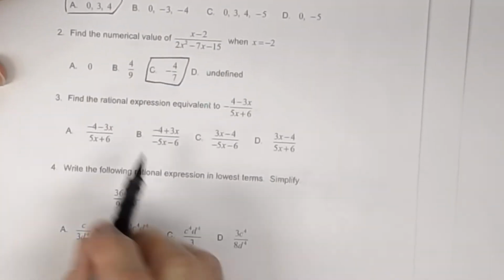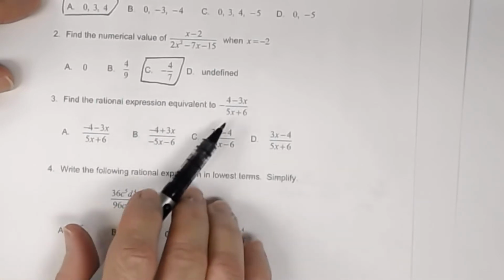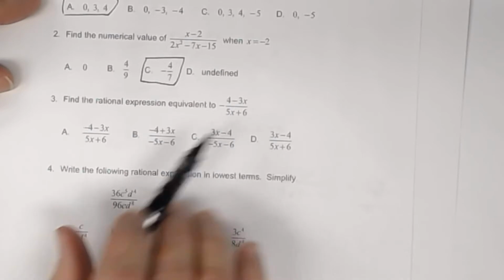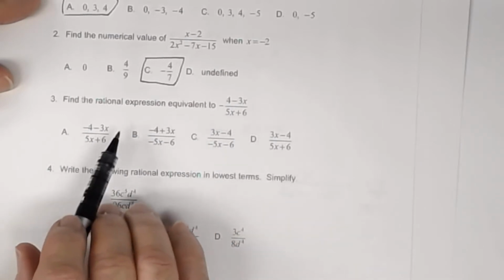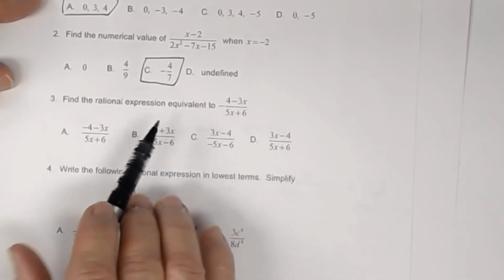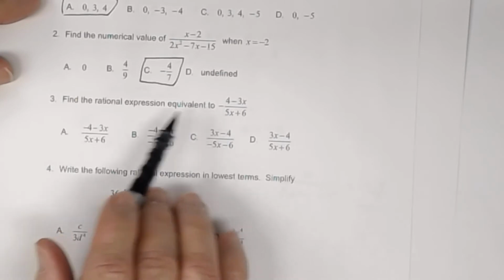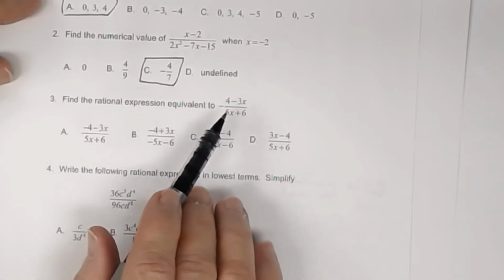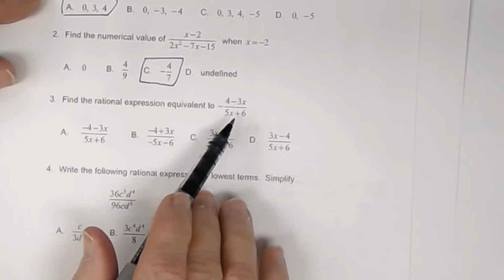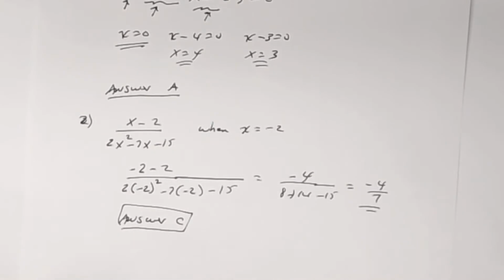Number 3, we have this. So you want to find a rational expression that's equivalent to this. Now, first of all, notice that I cannot factor the numerator or the denominator. So the fact that you have choices here kind of helps you a little to determine how do I determine which of these rational expressions is equivalent to this when the numerator and the denominator cannot be factored. All right, well, here's the idea. So in number 3, the idea is this.